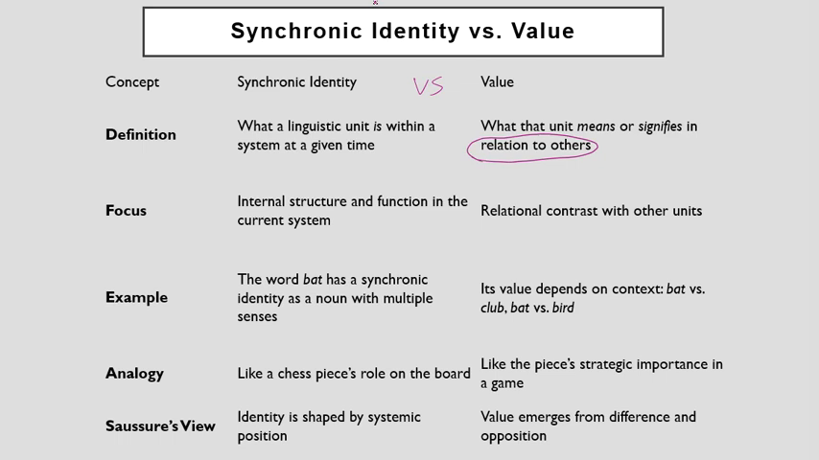Don't think that value is something that connects the signifier to the signified. No, it connects each sign, or each unit, to other different units. And the focus of synchronic identity is on internal structure and function in the current system, but for value, it's a relational contrast with other units. Example, the word bat has a synchronic identity as a noun with multiple senses. Its value depends on the context: bat, club; bat, bird; etc.